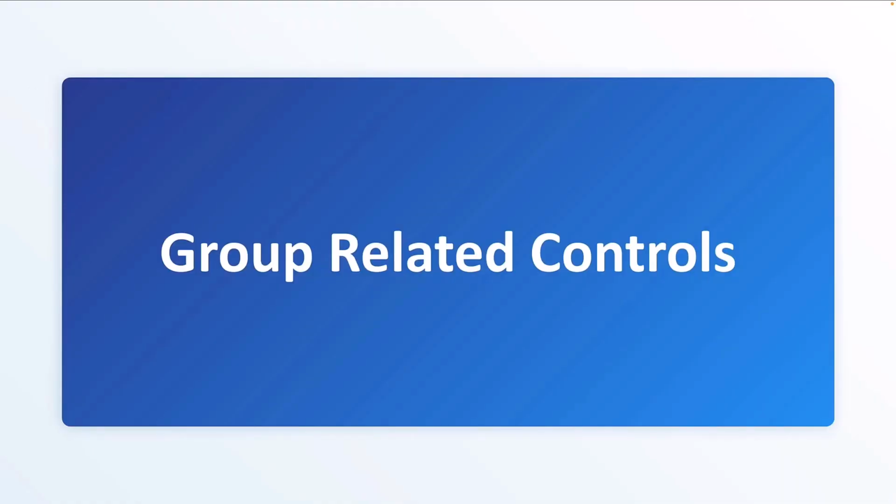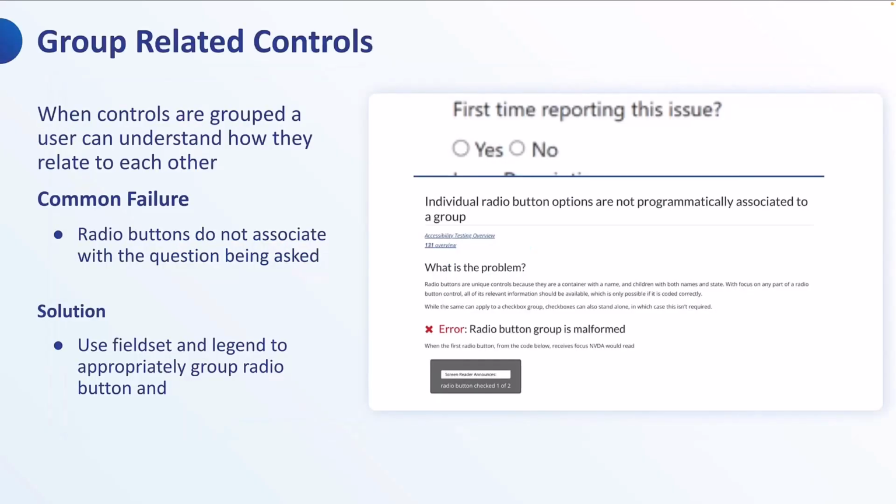Another important concept is grouping related controls. Visually, it's often clear when controls belong together, but unless they're grouped programmatically, screen reader users won't know that they are set. The most common failure happens with radio buttons. For example, a form might ask, "Do you want to be contacted by someone from the county?" with yes and no options. Without grouping, a screen reader may only announce yes or no without context, leaving the user unsure what question they're answering. The correct way to handle this is to use the fieldset and legend elements.